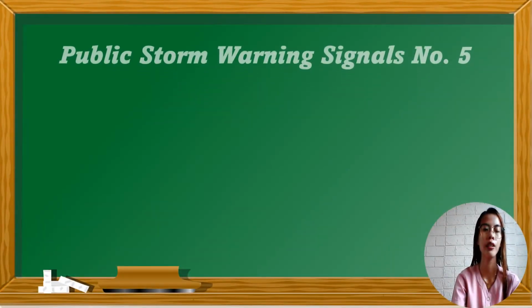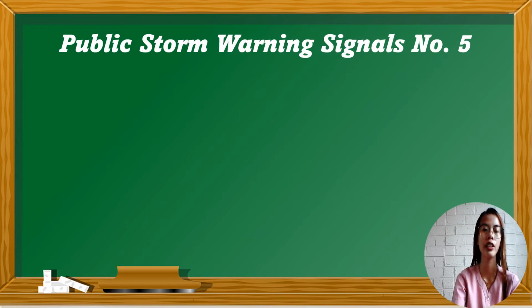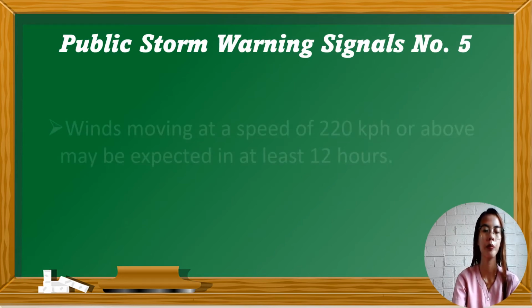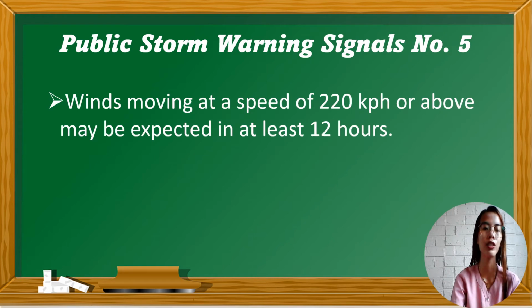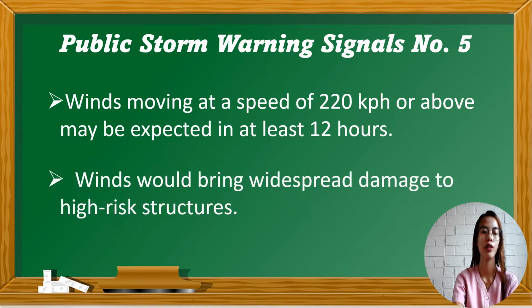And the last one, we have the public storm warning signal number 5. So in public storm warning signal number 5, winds moving at a speed of 220 km per hour or above may be expected in at least 12 hours. Winds would bring widespread damage to high-risk structures.